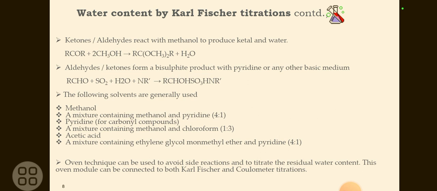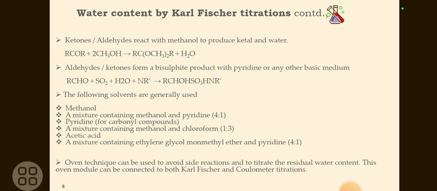So in the methanol, we will add some amount of imidazole. That imidazole will act as a weak base, and it will participate in the reaction. And we can use a combination of methanol and an ester or aldehyde, methanol plus chloroform, and methanol with ethylene glycol, and that also we can do. These are some of the other solvents we can use in place of pyridine.